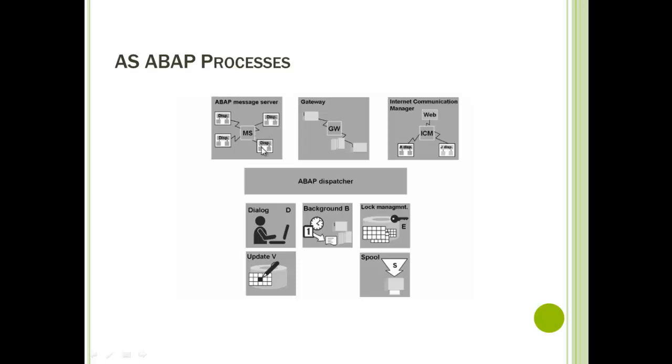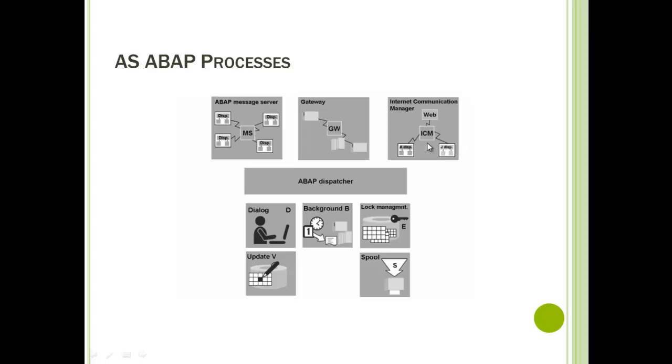For example, you have 4 application servers, but you have only one message server in the SAP system, which distributes its work to the dispatcher, and the dispatcher will distribute to the work process. Next one is gateway. Gateway enables you to communicate between the SAP system and the external environment, or between different SAP systems. There can be one gateway for each dispatcher also.